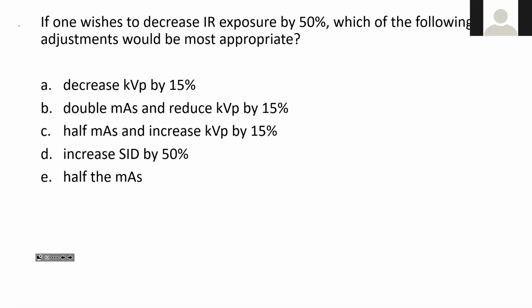If one wishes to decrease IR exposure by 15% or 50%, which of the following adjustments would be most appropriate? Half the mAs. Half the mAs. Would this work? It would, but it's not the most appropriate.